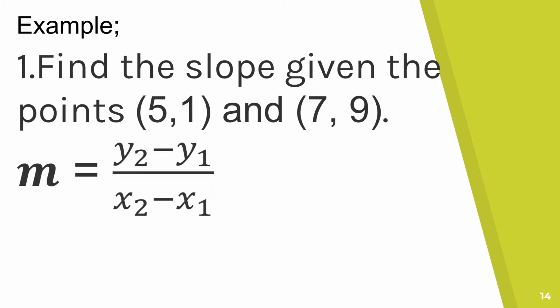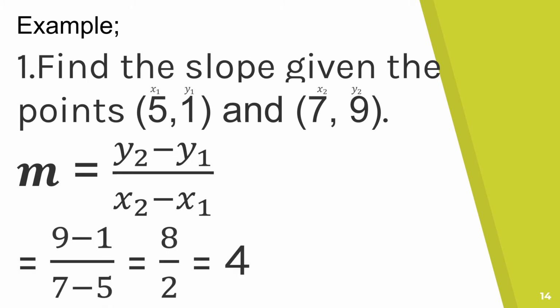Di ba the slope is y sub 2 minus y sub 1 all over x sub 2 minus x sub 1. So, saan ang y sub 2? Saan ang y sub 1? Saan ang x sub 2? The first point class, that's x sub 1 and y sub 1. The second point naman, x sub 2 and y sub 2. So, di ba ang formula, minus mo yung dalawang y. So, 9 minus 1. Tapos, sa baba naman, x sub 2 minus x sub 1, 7 minus 5.